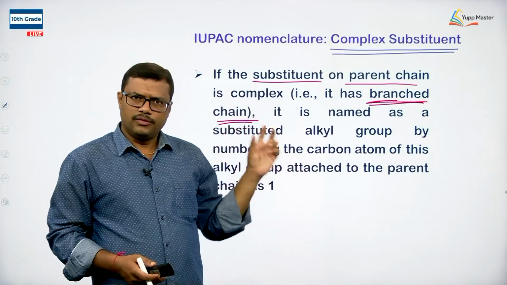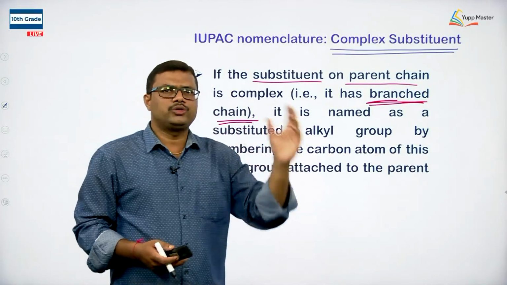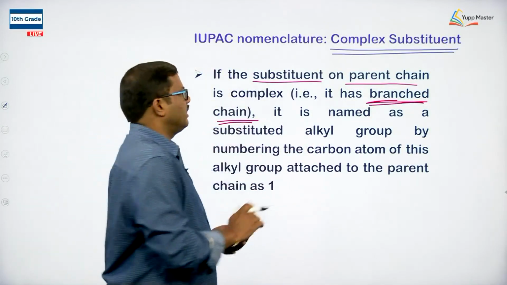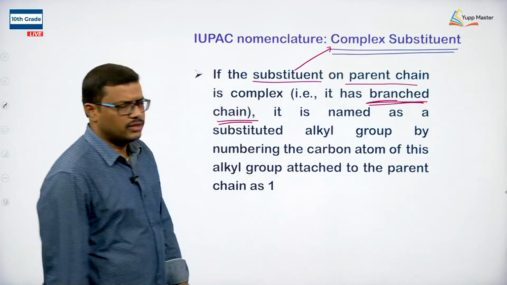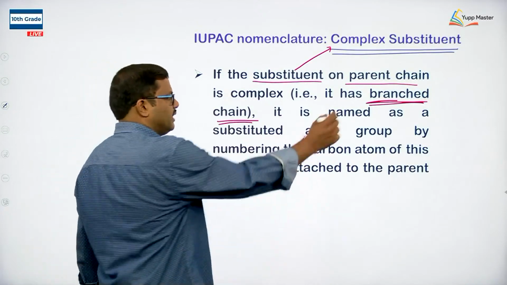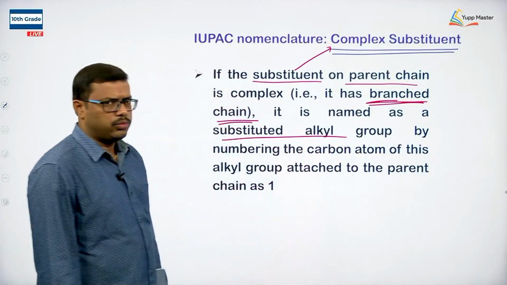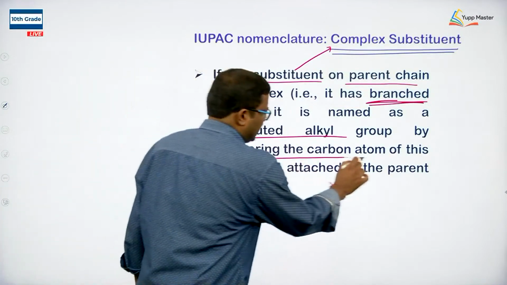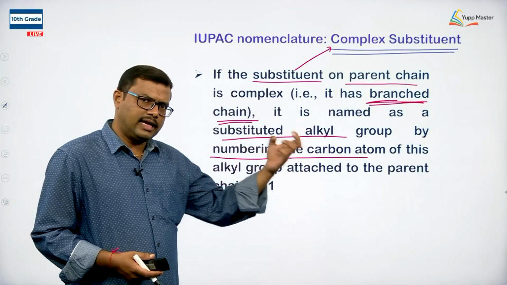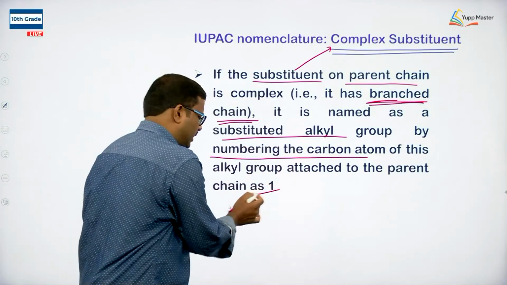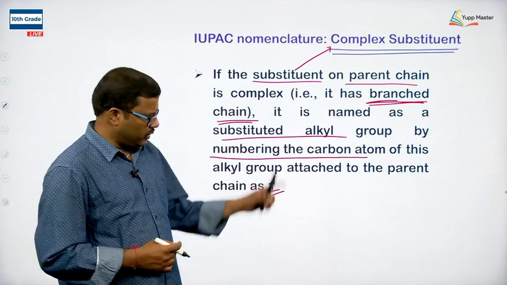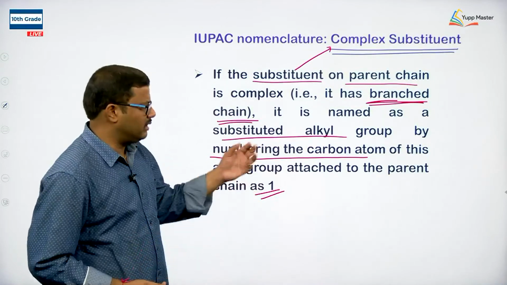If the substituent which is present on the parent chain is going to have some more substitutions within that chain, in that case that substituent is taken as complex substituent. So when complex substituent is present on the parent chain, it is named as substituted alkyl group. Of course, the numbering is given in such a way that the carbon atom of the substituent which is directly attached to the parent chain is always given number 1. In order to name that substituent, when you see an example you will come to know how we are going to handle the numbering system.